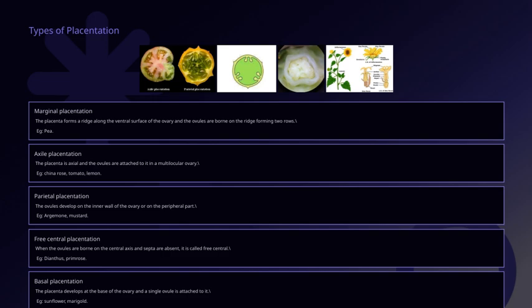Then there is axil placentation, where the placenta is positioned in the center of a multilocular ovary, and ovules are attached to it. Pea is a classic example of this type. Finally, we have marginal placentation, where the placenta forms a ridge along the ventral surface of the ovary, and ovules are borne in 2 rows on this ridge. This type is typical in legumes like beans. Understanding these different placentation types helps us grasp how ovules are arranged within the ovary, which is crucial for classification and understanding fruit development.